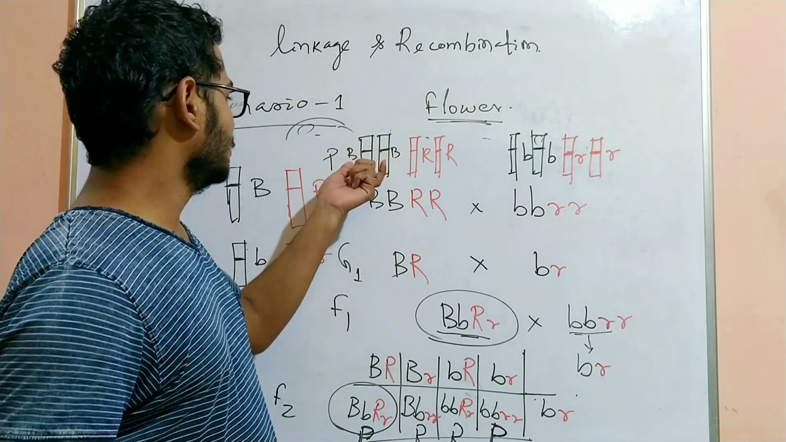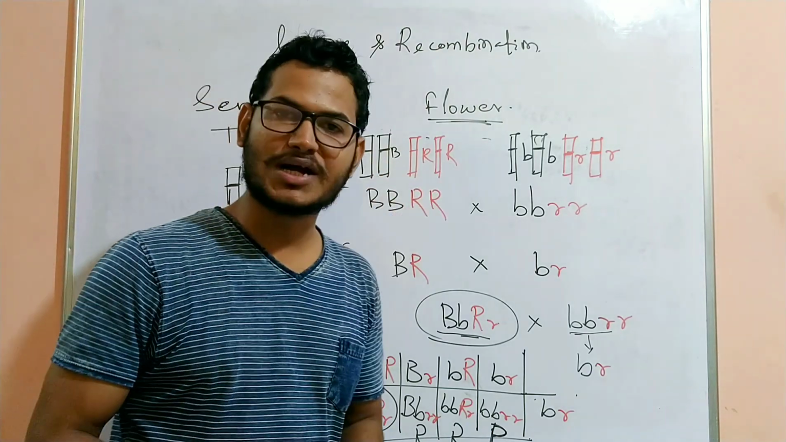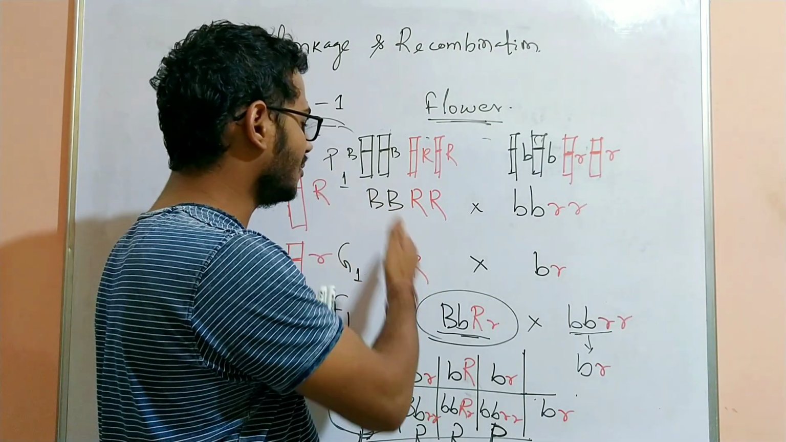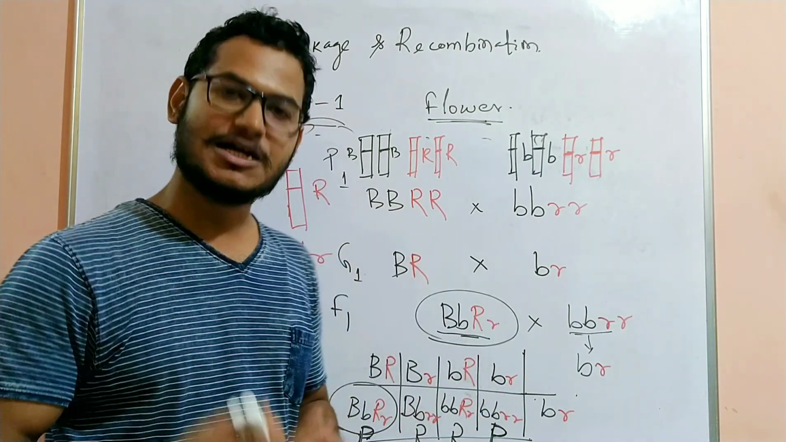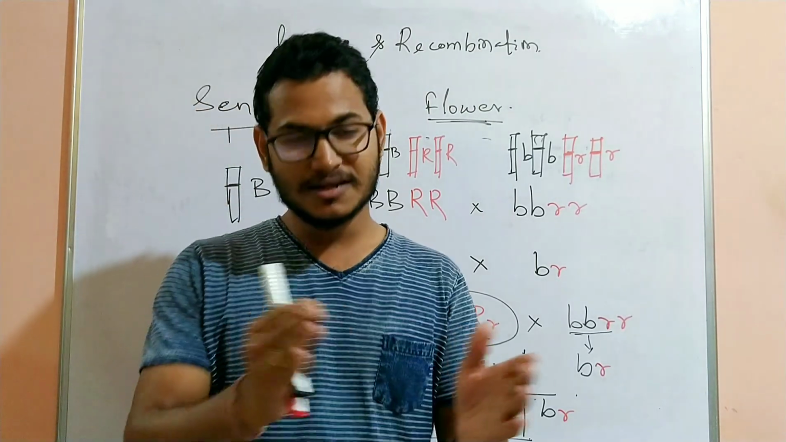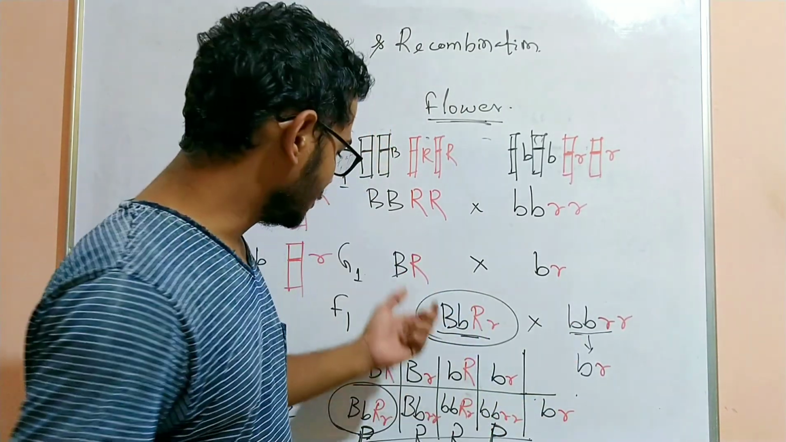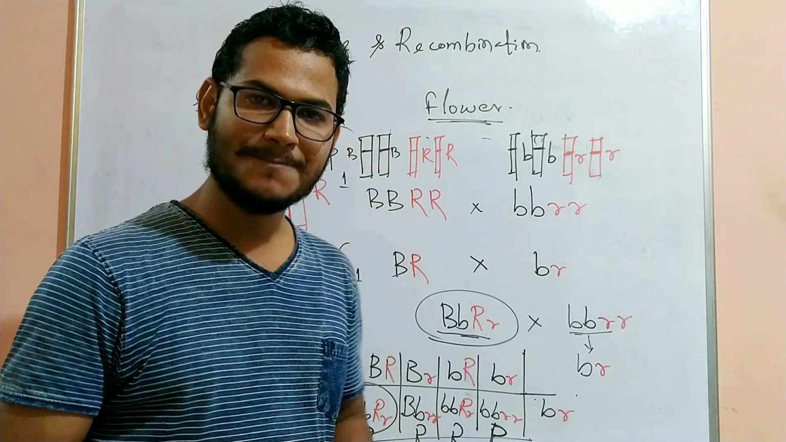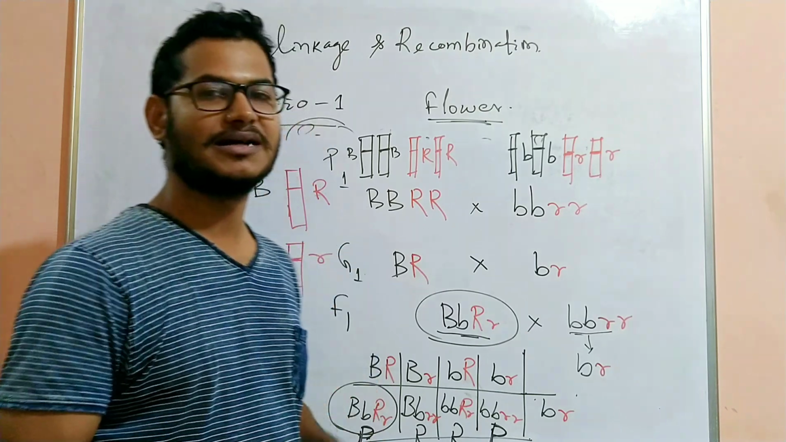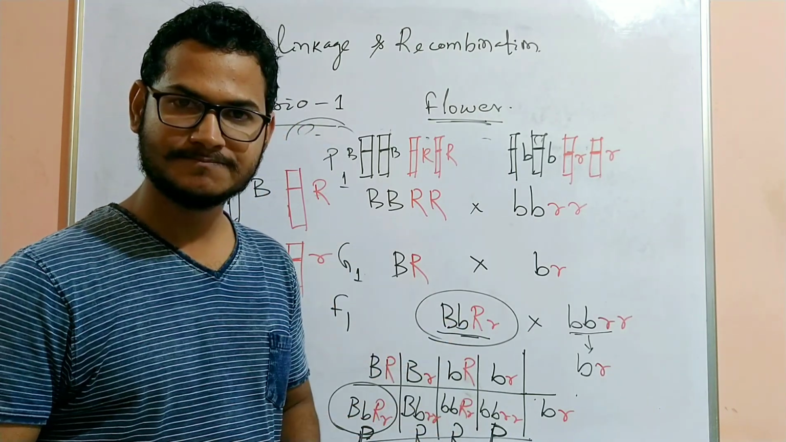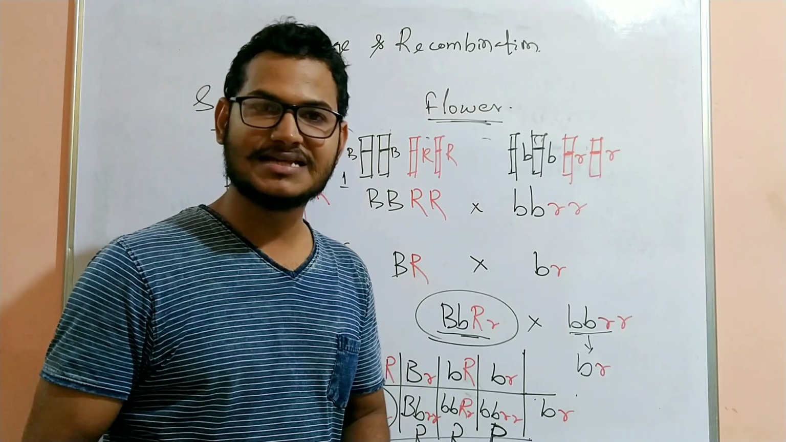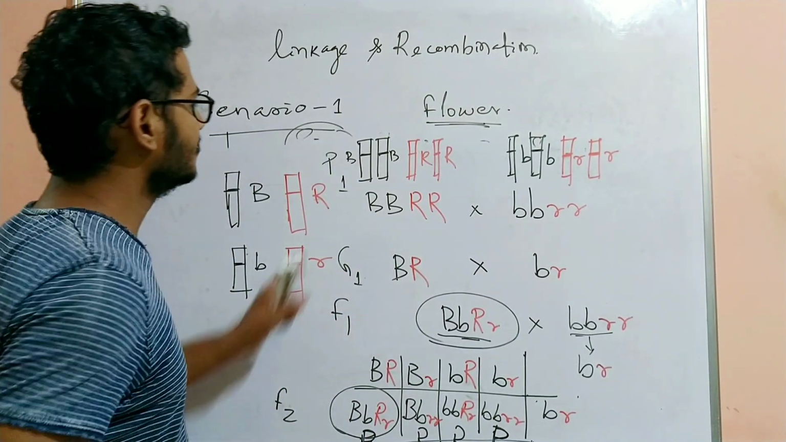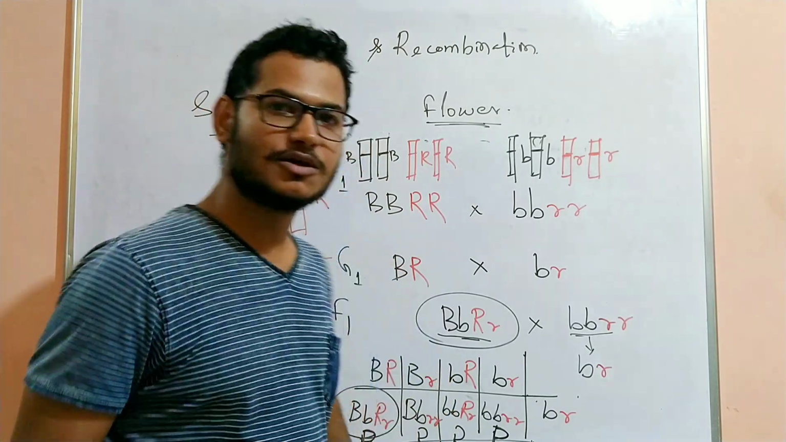Because here the genes are located in different chromosomes, so they can combine to form different types of gametes. As we get recombinant gametes, we can also find different types of offspring, both parental as well as non-parental or recombinant. Okay, so now we will discuss scenario 2. What will scenario 2 be? When the genes are located in a single chromosome.